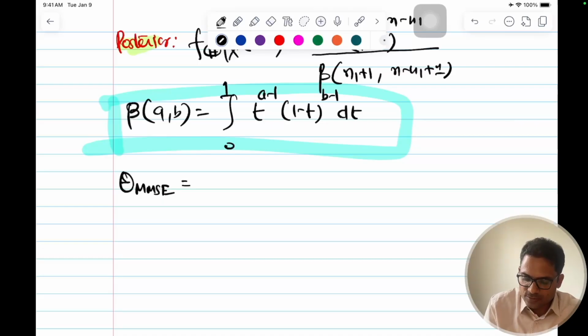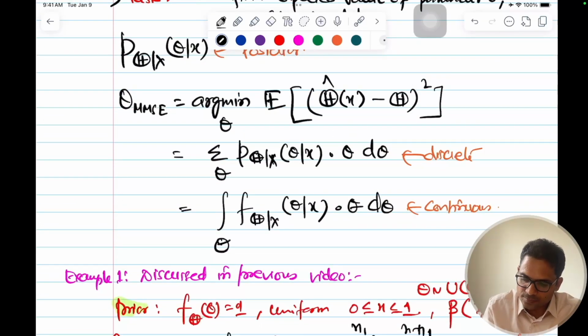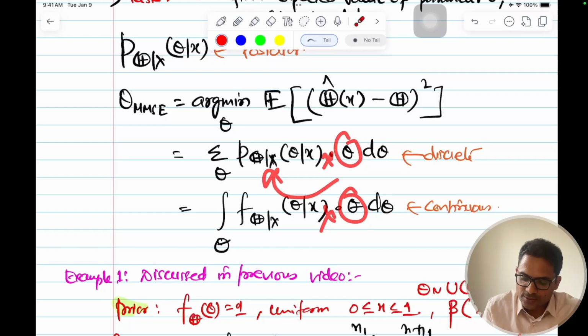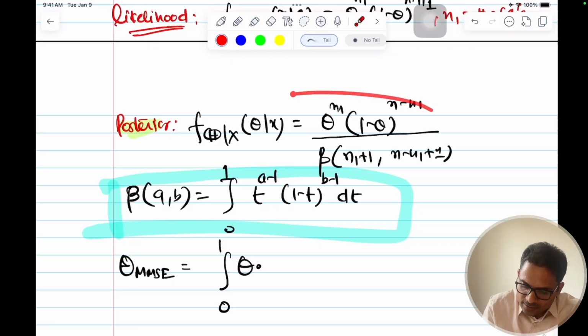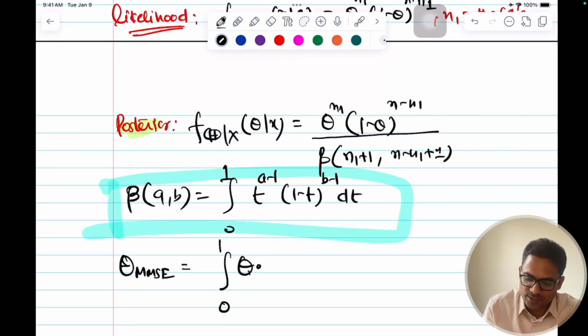So this will be an integral. This is continuous, so I'll do an integral from 0 to 1, and this will be theta into the probability distribution. See, I have multiplied theta here. So this is a multiplication of theta and probability, so this is your posterior into theta. I have got the posterior and I multiplied it with theta.